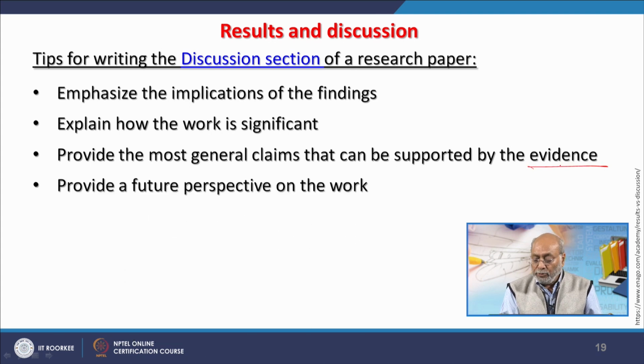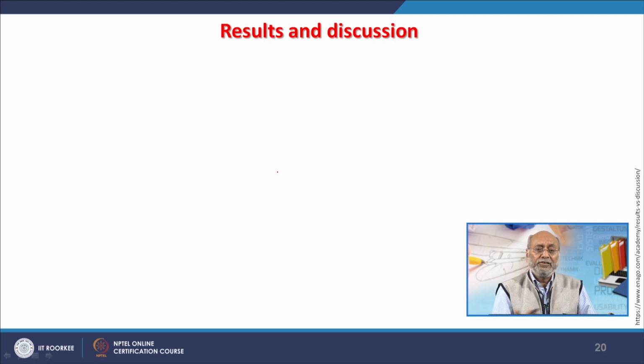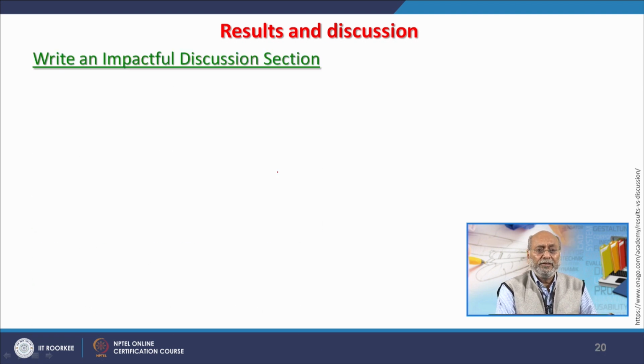Whatever you mention, you should have evidence of that, and that evidence will be coming in the data section and result section. So that should be there, then only you can generalize these claims, otherwise one should not do it. Provide a future perspective on the work, meaning how future work should be done. This kind of recommendation is generally given in 1 or 2 sentences in our write up.